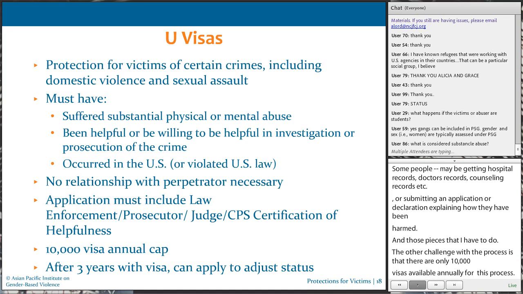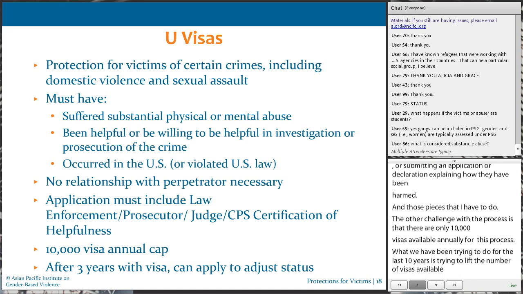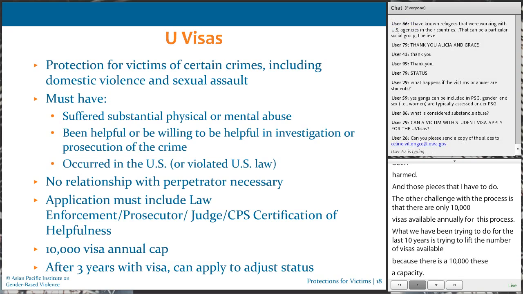And what this means is, the visa was originally contemplated for victims of domestic and sexual violence, for those folks who weren't eligible for VAWA because they might not have been married to their abuser, or they may have had an abuser that was undocumented or whatever.